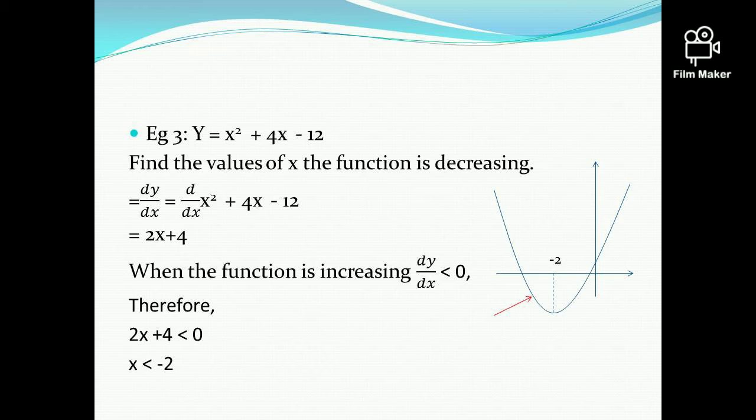If you draw the graph of y equals x squared plus 4x minus 12, you can understand that up to minus 2, the function is decreasing. The function is coming down up to minus 2. After minus 2, the function is going up. Therefore, the function is decreasing up to minus 2. That means x is less than minus 2.